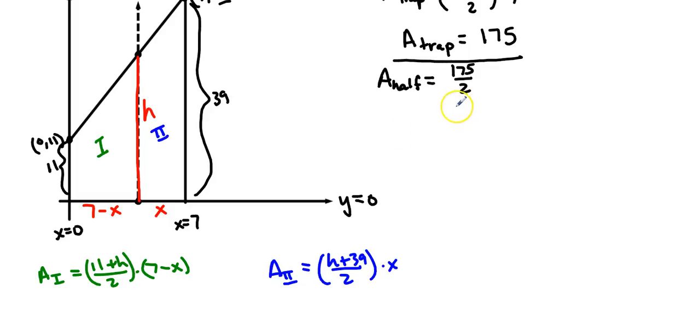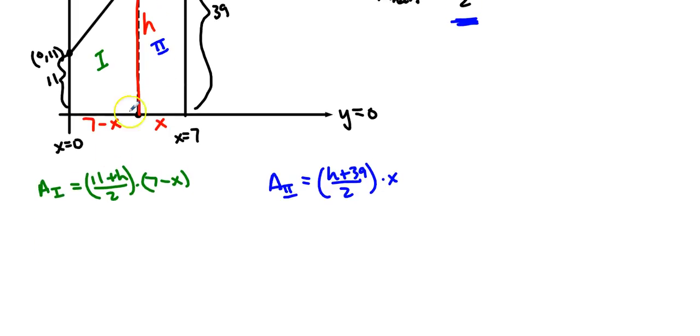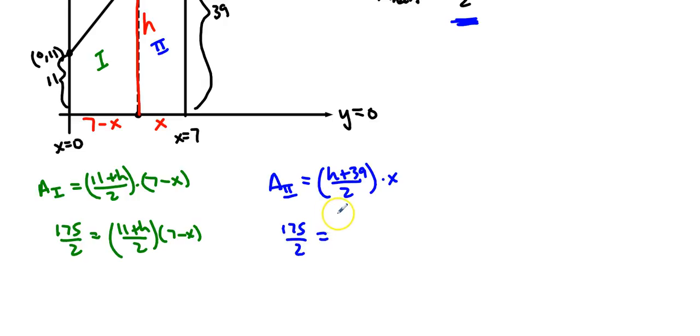We figured out up here that the area of each half is 175 over 2. So let's plug that value in there. 175 over 2 is equal to (11 + h)/2 times (7 minus x). And for the other trapezoid, trapezoid 2, we've got 175 over 2 is equal to (h + 39)/2 times x. So we can go ahead and simplify a little bit.